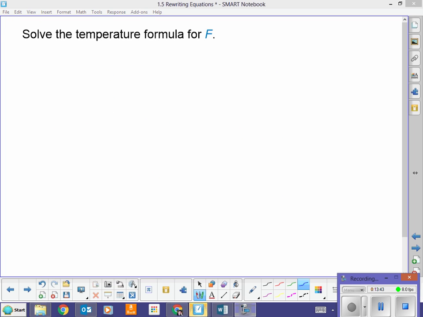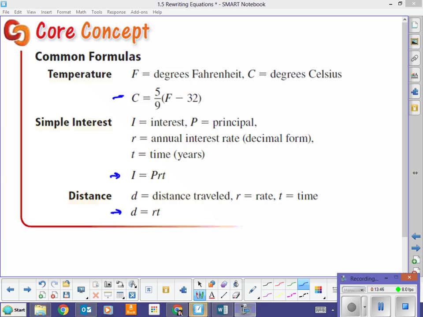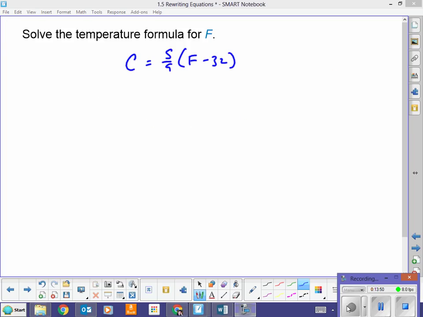Solve the temperature formula for F. Okay, so here's our temperature formula. And what do we say about clearing a fraction? We multiply by its reciprocal. So I'm going to multiply both sides here by 9/5. So the 5s cancel, the 9s cancel. So I have 9/5 C equals F minus 32.